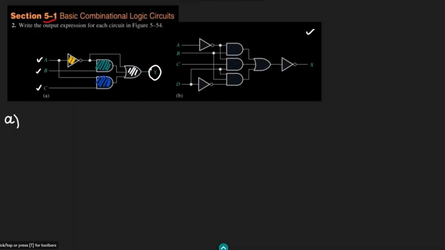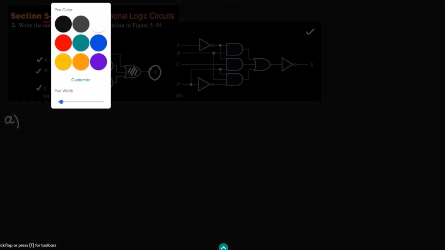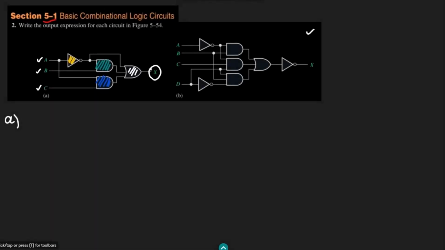So here, of the inputs A, B, C, the first input A is given to this NOT gate first, and the output I am getting from it is A complement, because it is inverting the input which is given to it. So now the output of it is this one. This is the yellow color.